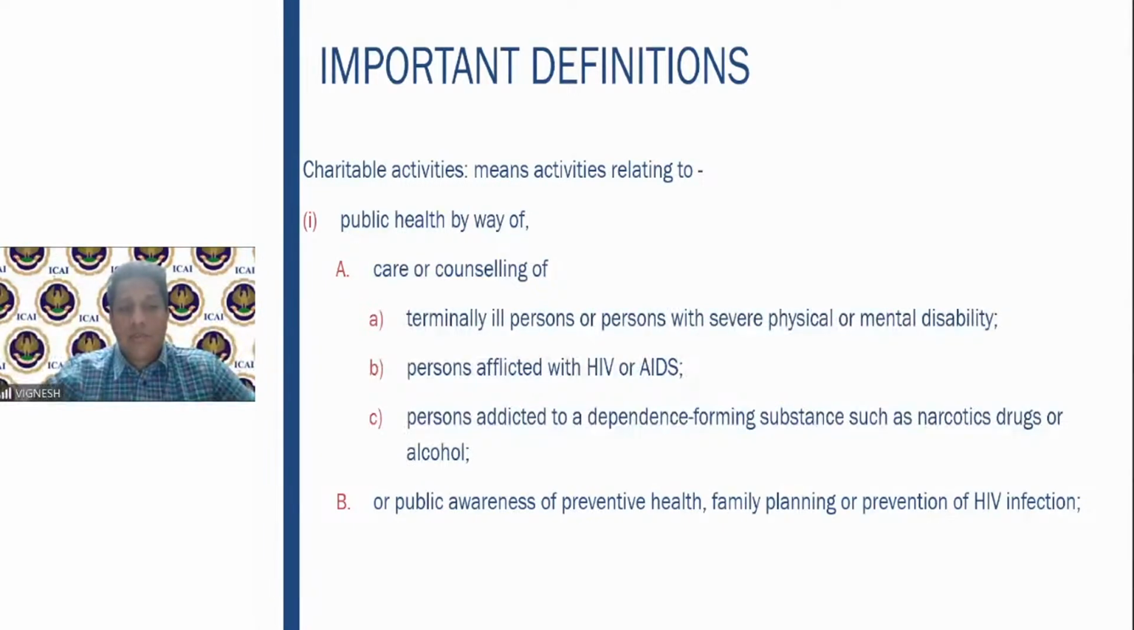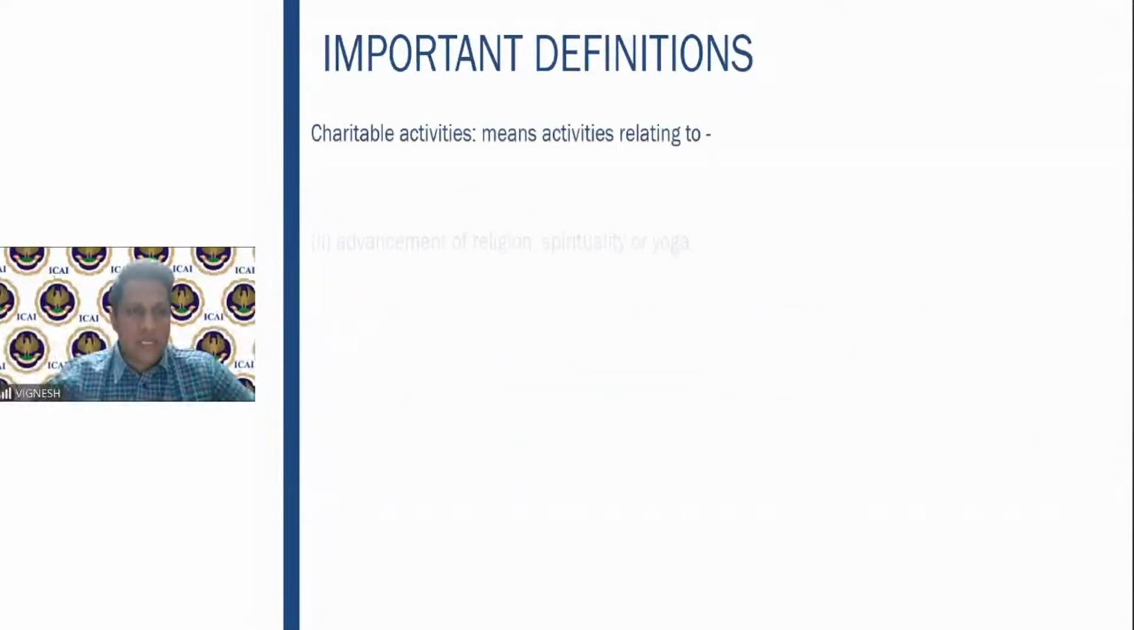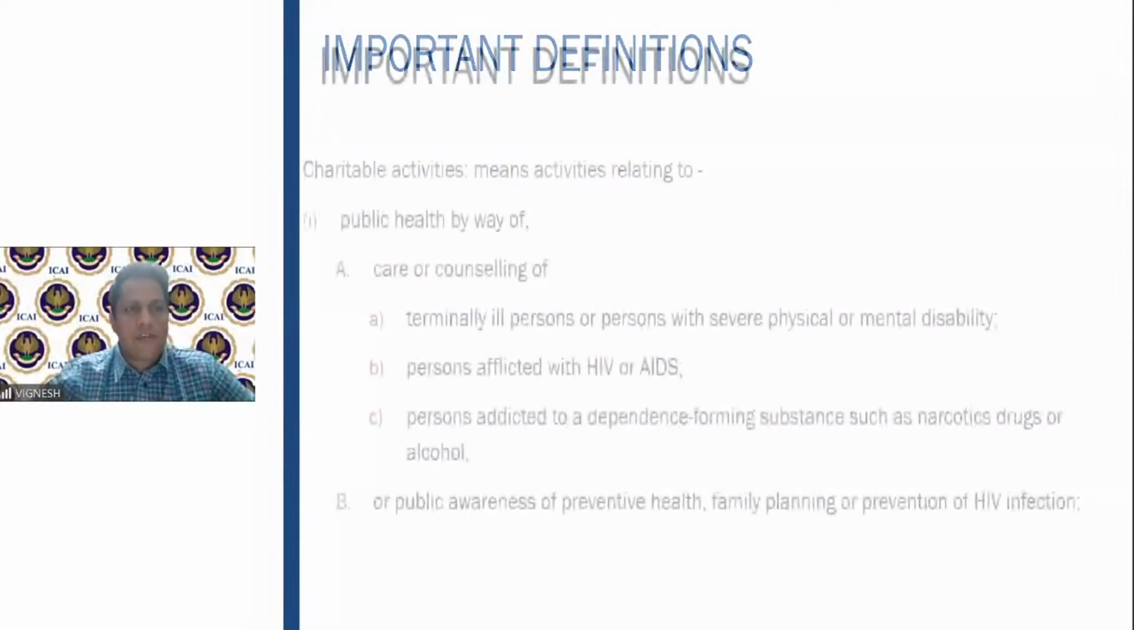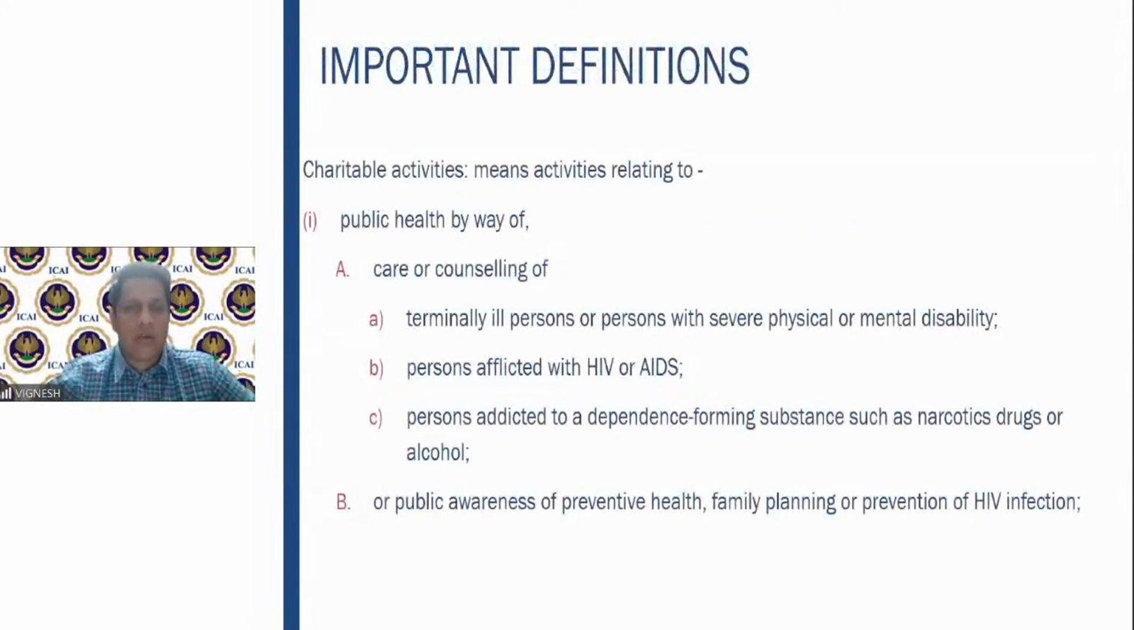And the second one is public awareness of preventive health, family planning or prevention of HIV infection, health camps for HIV prevention, health camps for, say, COVID, how to eliminate the risk of COVID, health awareness camps that are conducted. That is also a charitable activity. Let us go to exemptions later. First one in charitable activities is basically public health. Please make a note of it.